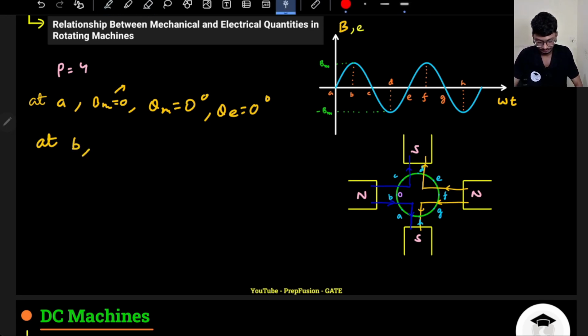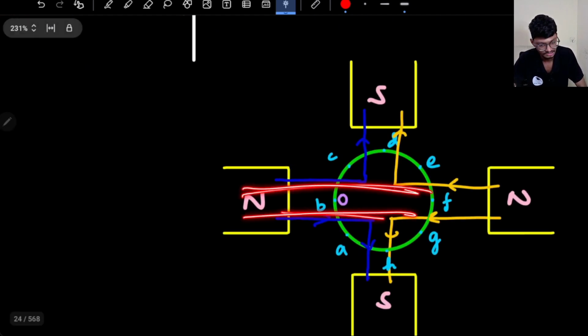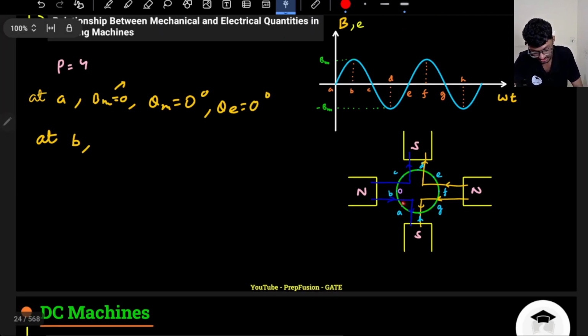So at point B, if I reach point B, what will happen? Physically, how much have I rotated? Physically I have rotated 45 degrees, correct? And what is the magnetic flux density here? It is maximum, right? Most of the flux lines are passing through here. So the magnetic flux density is maximum. So electrically the angle is actually pi by 2, because when is a sinusoidal function maximum? Either pi by 2 or 3 pi by 2.